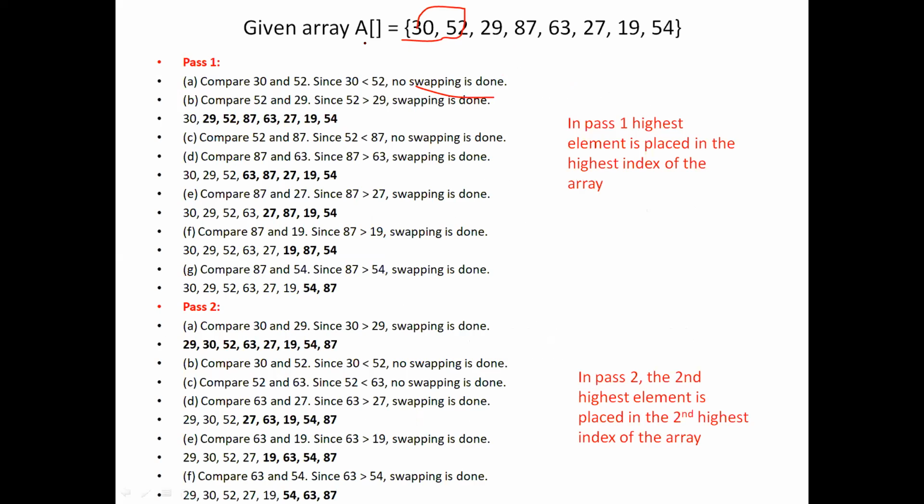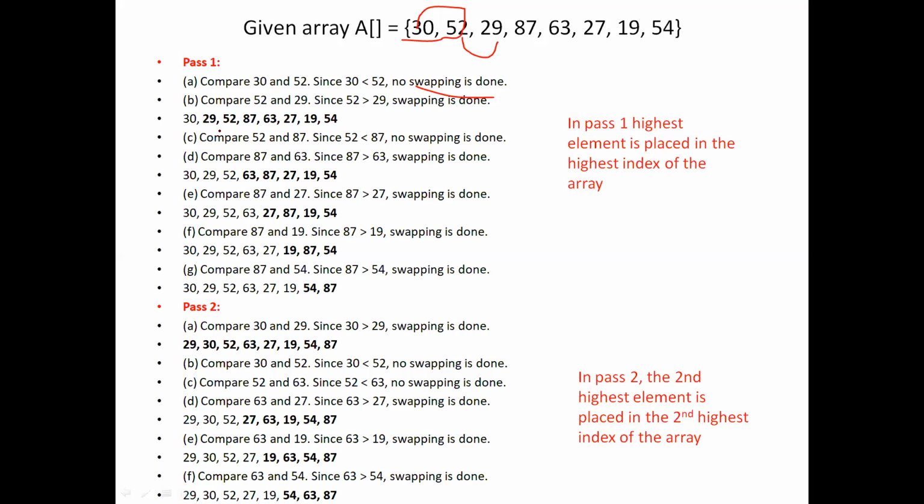Then I have to check what? I have to take 52. If 30 is lesser than 52, no need of swapping. Then I have to take the next index. A of 1, 52 is compared with 29. Okay, we have to swap it.